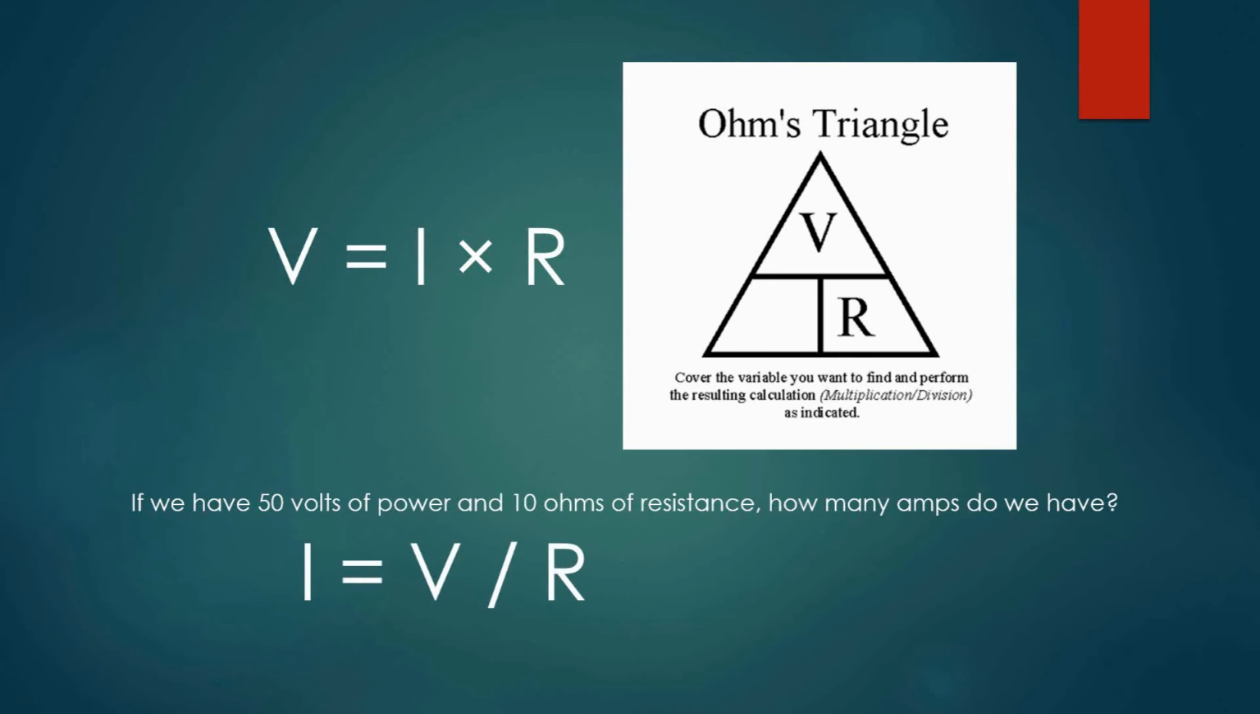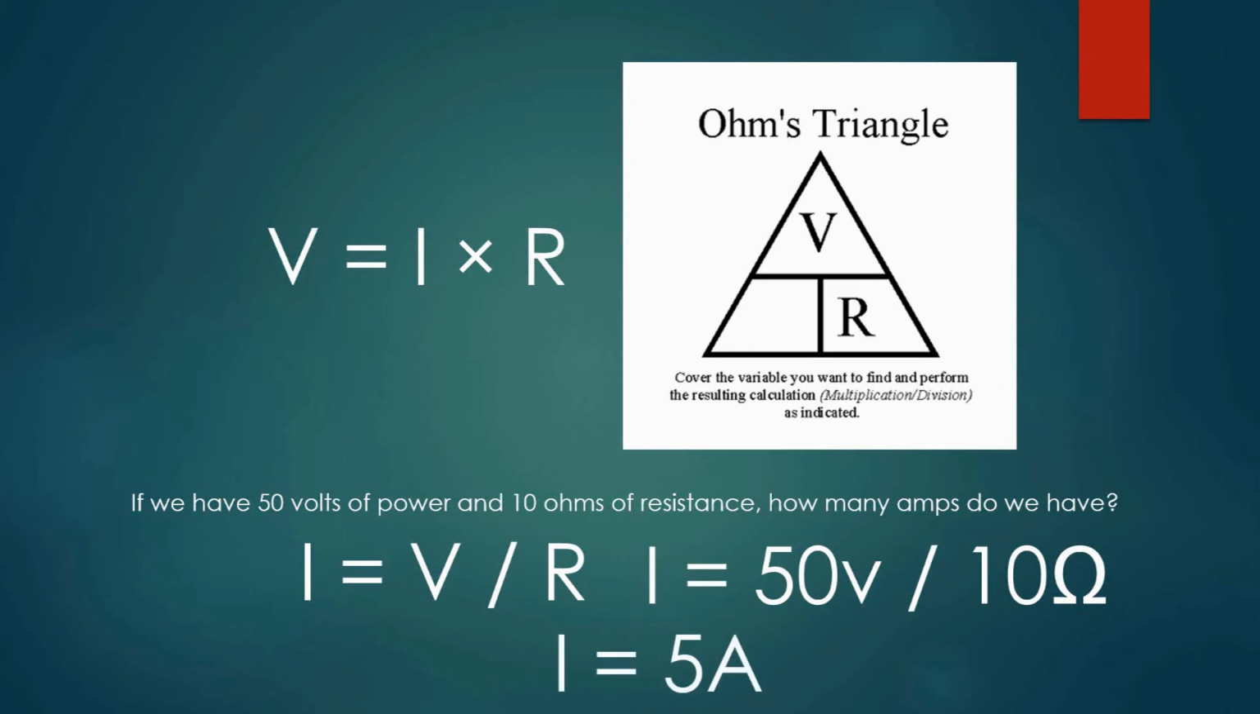Now let's plug in 50 volts into the V variable and 10 ohms into the R variable, and we see that our equation is I equals 50 volts divided by 10. Now we solve, and we see that our current is 5 amps.